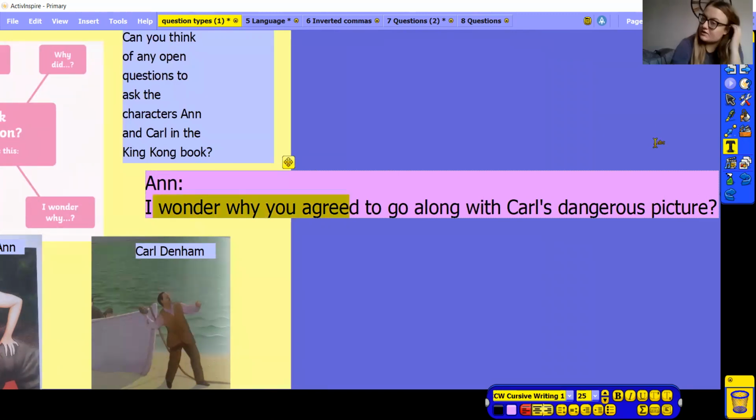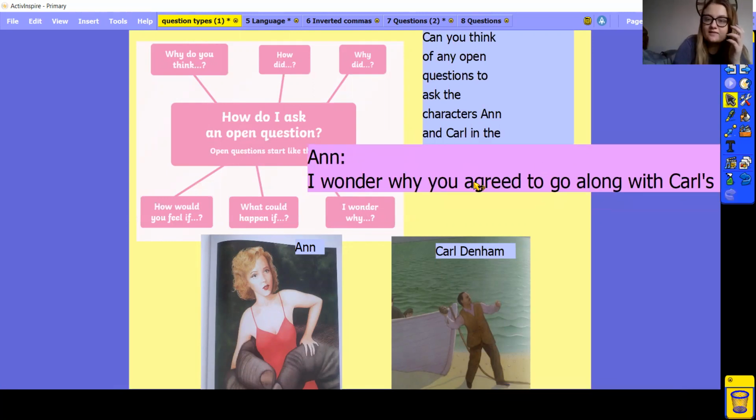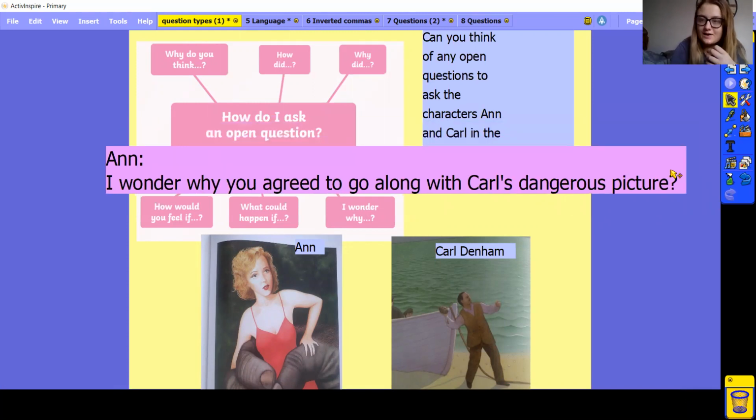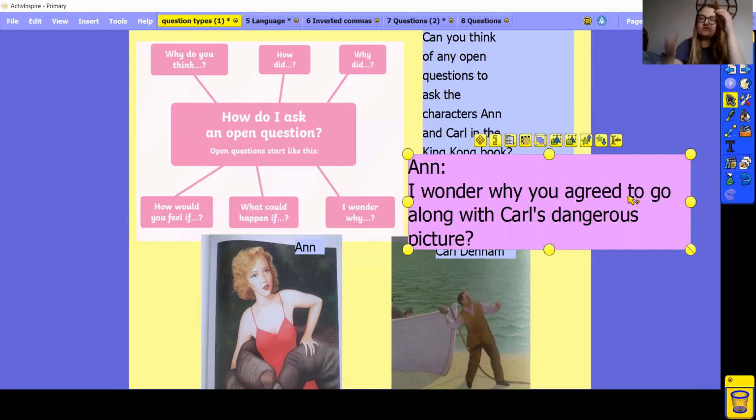So one of your answers for this question could be, I agreed to go on the dangerous adventure and take the picture with King Kong because I felt like I owed Carl Denham a favour as he saved me from when I stole the apple. So again, you're giving a lot more of a detailed answer, and you're going into the reasoning, and you're giving a why. So I'd like you to think of 2 questions for each of the characters. So 2 questions for Anne, 2 questions for Carl, and answer them, and make sure that you're writing this all down.